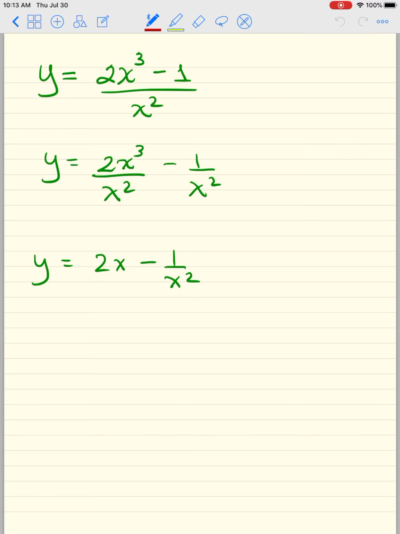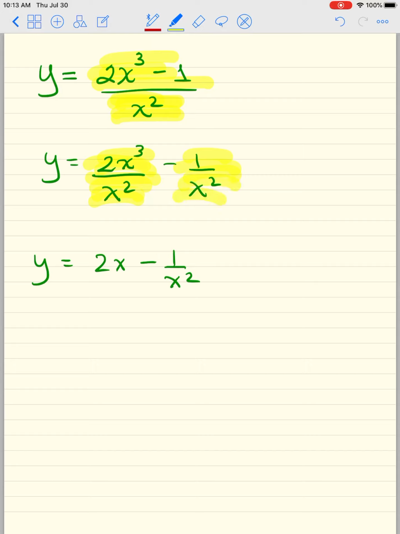Okay, the first problem was 2x to the third minus 1 over x squared. It almost looks like it's a quotient because there's an x in the numerator and there's an x in the denominator, but it's not a quotient because the x in the denominator is a monomial. You could use a quotient rule, but it's silly to do that. What you should do is split them up. Do 2x to the third over x squared minus 1 over x squared.